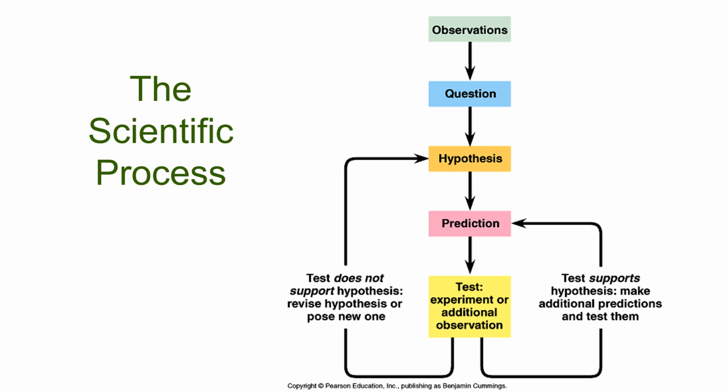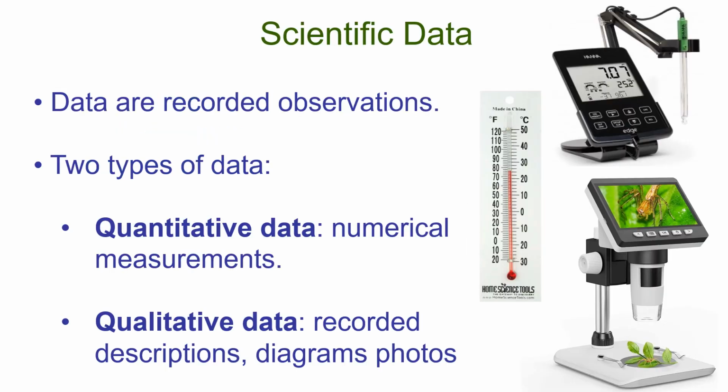When it comes to collecting data, we have two types of data. We have what's called quantitative data, and that's something you can put a number on. So I could go outside and measure the temperature and tell you it's 25 degrees Celsius. I could measure the pH of a solution and tell you it's 6.5. So quantitative is something that we have an absolute number for.